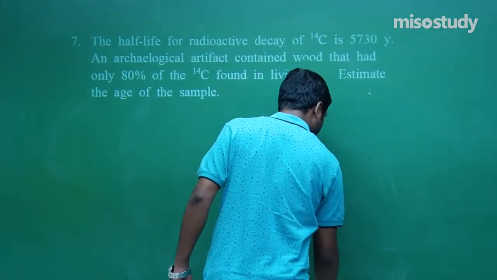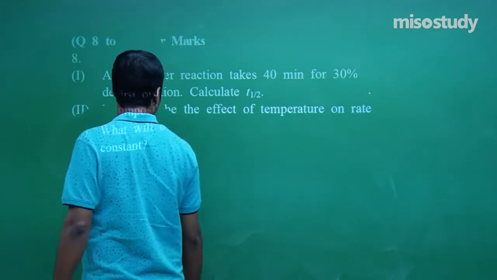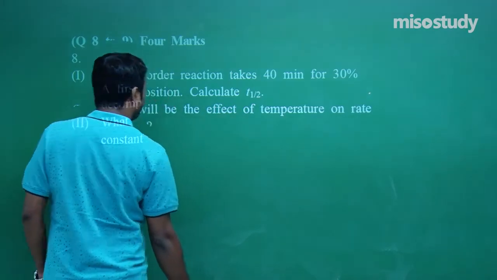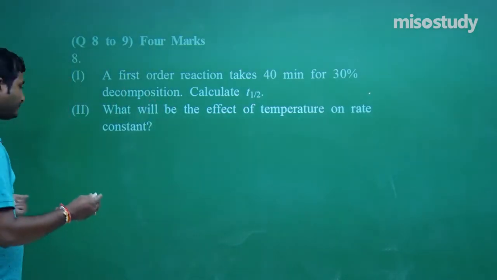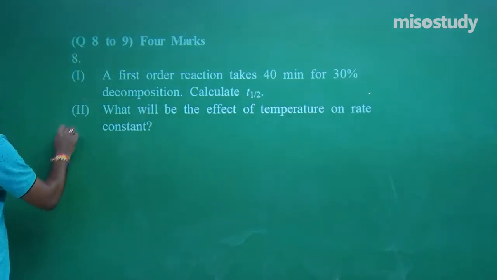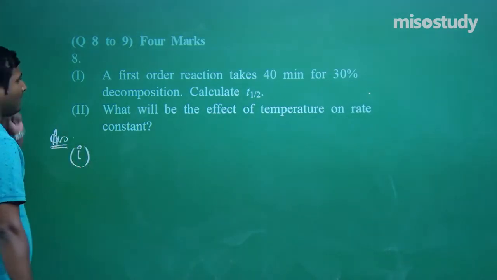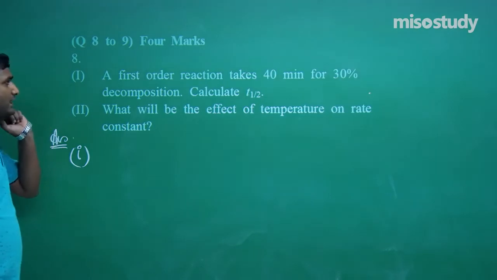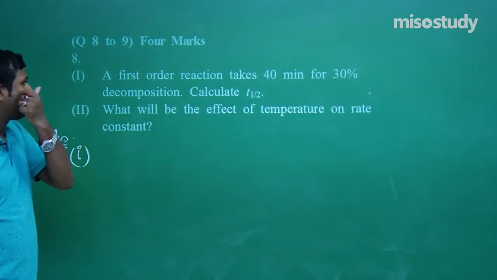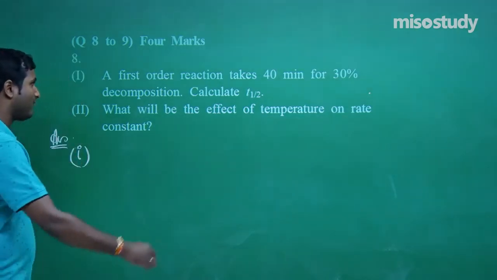The next question is question number 8. Now read the question carefully. That is the answer of this question, first part. What is given? A first order reaction takes 40 minutes for 30% decomposition.